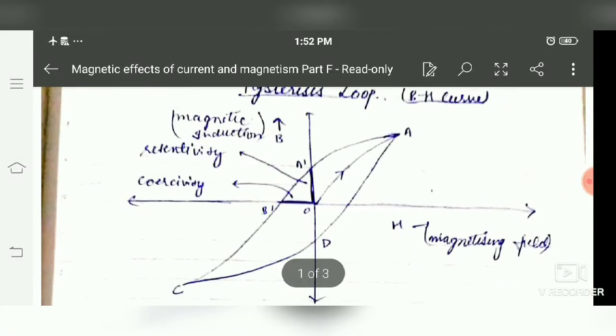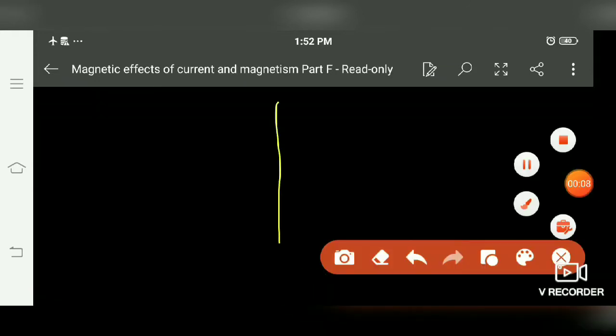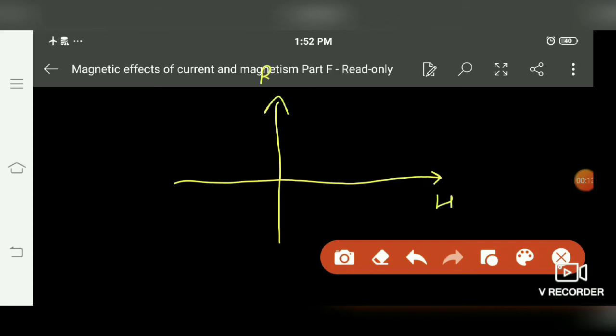Next is the hysteresis loop, that is the BH curve. In this, if we draw the BH graph, this is H, this is B. Suppose first of all a material is allowed to get magnetized. It gets magnetized, but when it's allowed to get demagnetized, it demagnetizes in the reverse direction too.